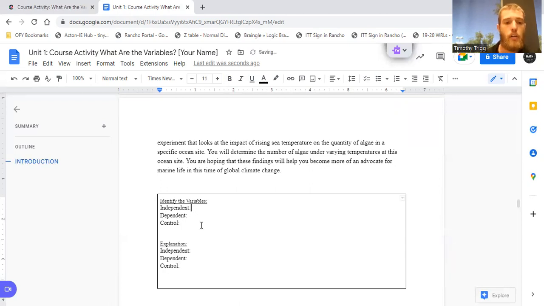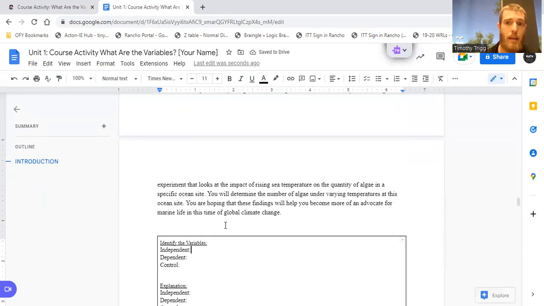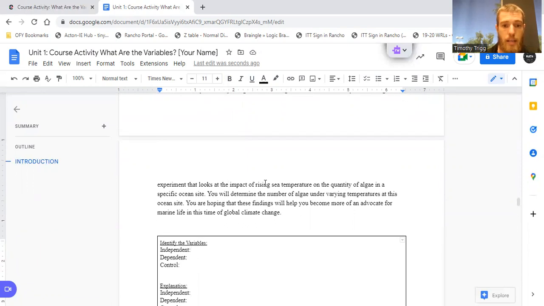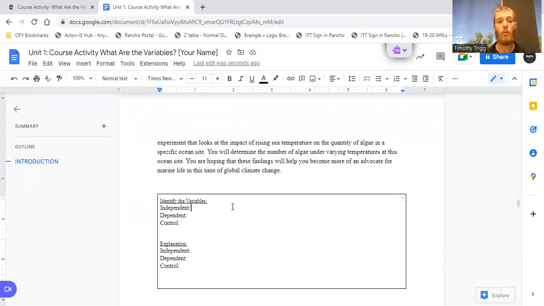Let's see. So let's take a look at our independent variables. So something that we're changing between groups, right? So design experiment looks at the impact of rising sea temperatures. So the thing that we are looking at, or that changes between groups, is the temperature of the water. What makes it the independent variable? This is what is different between groups.